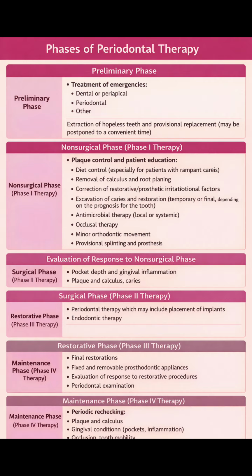To summarize, periodontal therapy follows a logical sequence. Preliminary phase, phase 1 is the etiologic therapy, then comes the re-evaluation phase, then comes phase 2 or the surgical therapy, then comes phase 3 that is the restorative therapy, then comes phase 4 that is the maintenance therapy. Each phase is essential and cannot be skipped if long-term periodontal health is to be achieved.